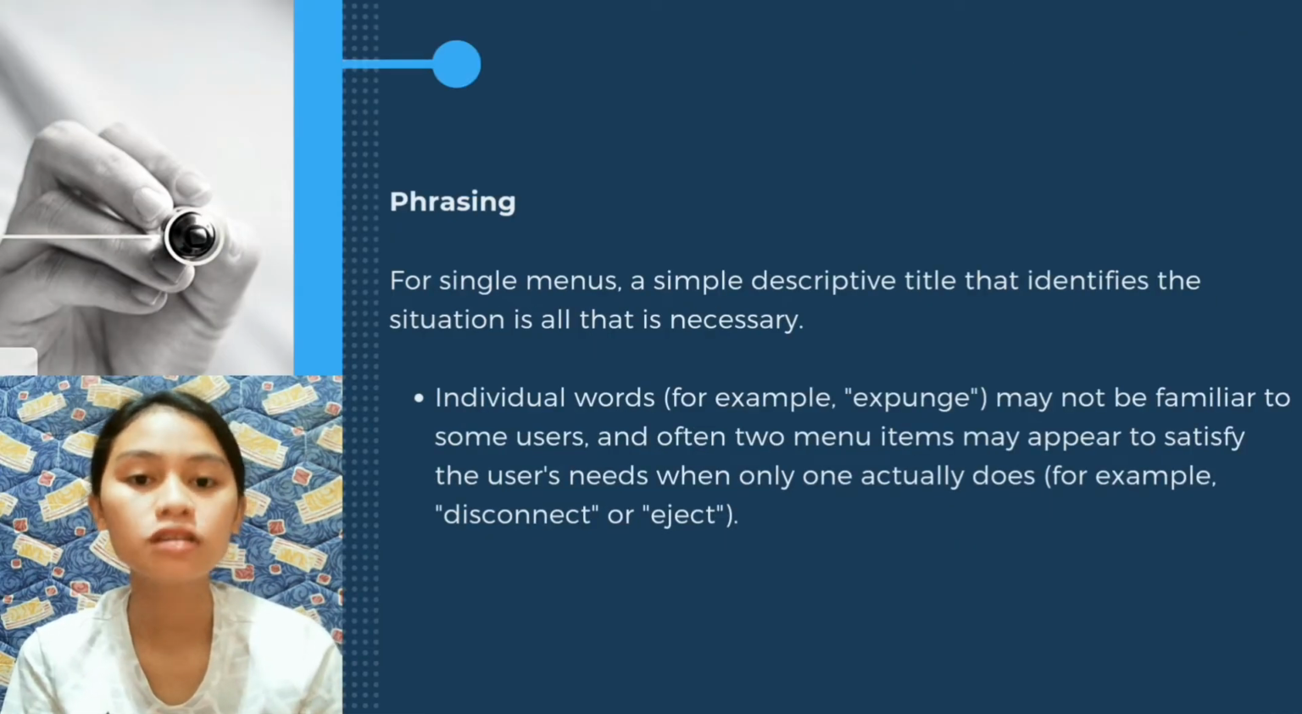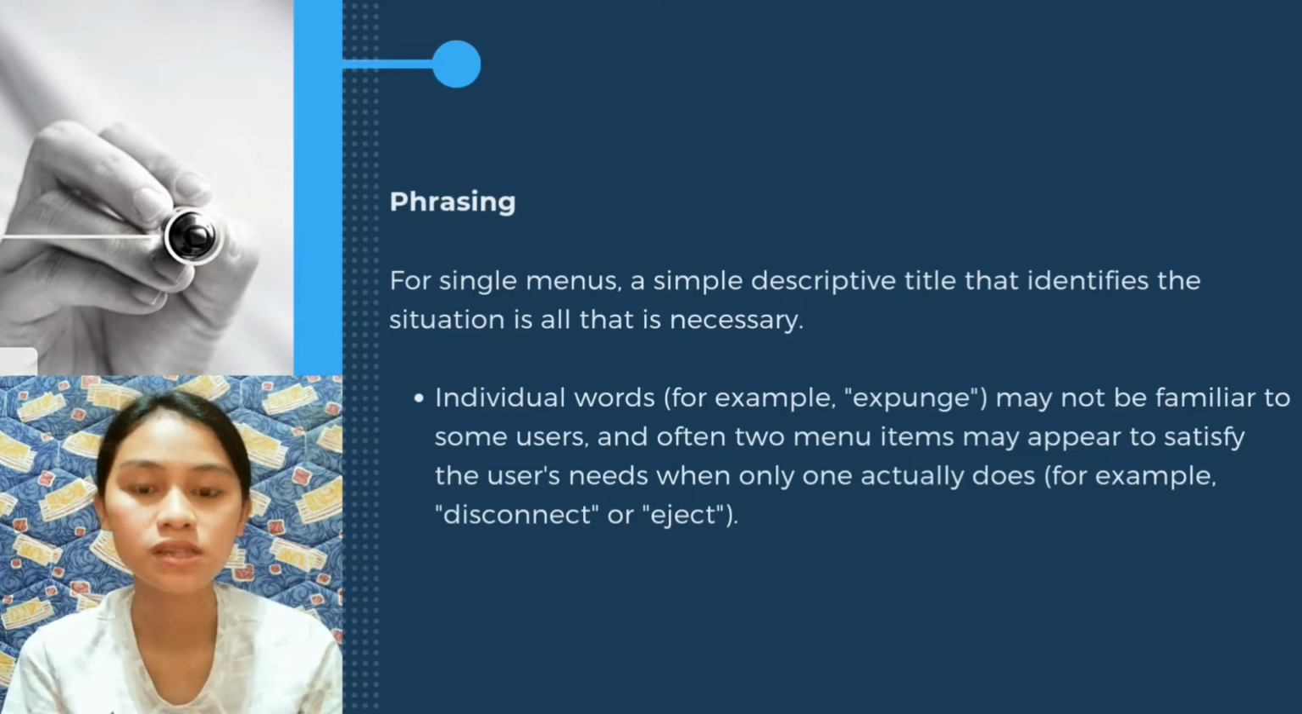Phrasing. For single menus, a simple descriptive title that identifies the situation is all that is necessary. For tree-structured menus, choosing titles is more difficult. One helpful rule is to use the words used for the menu items or next pages. For example, it is reassuring to users to find that when they select business and financial services, they are shown a display that is titled business and financial services.